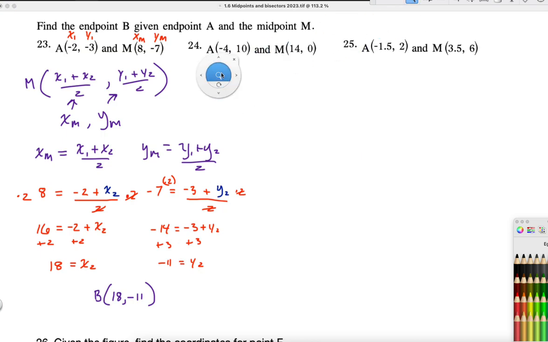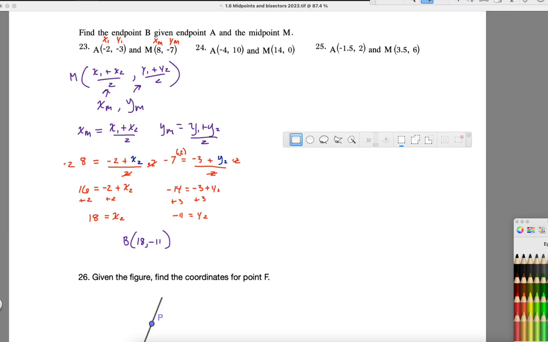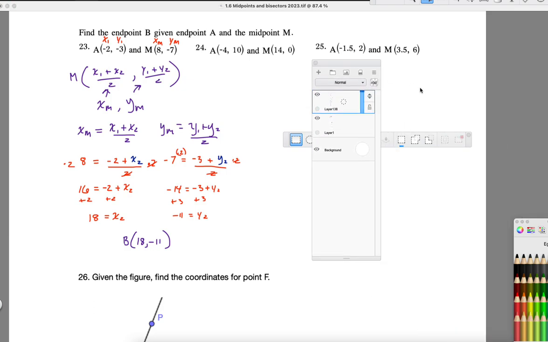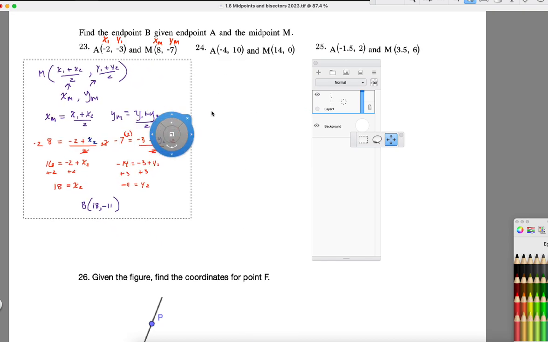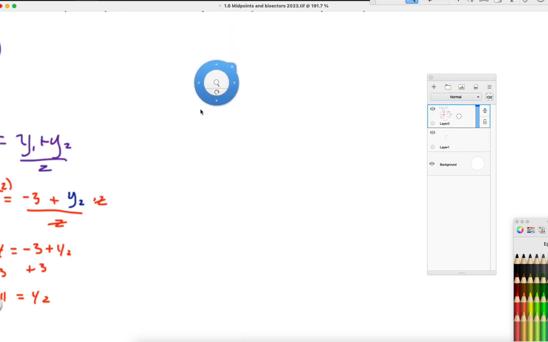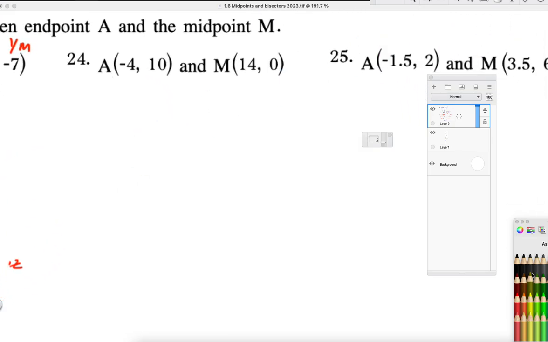Now, let's try that with the next problem, 24. Let me do the same thing. So, give myself some space here. Okay, so I'm going to write my equation here. My x sub m, my midpoint formula is take the 2 x coordinates and divide by 2. That's the average. Do the same with my y sub m: y sub 1 plus y sub 2 over 2.